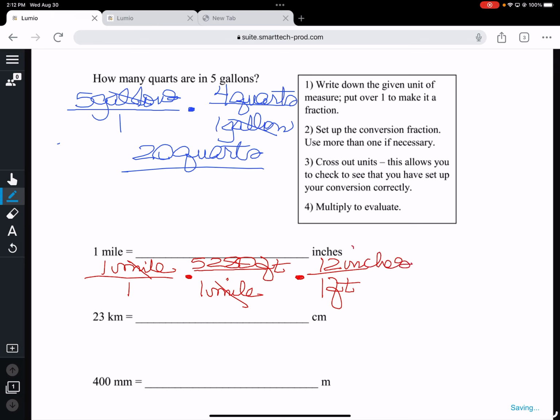All right, now our feet are gone, and all we have left are inches. So then you have to do the math. What instrument would be helpful on this one? Calculator. Yep, it would. So if you got one, drag it out. So 5,280 times 12.